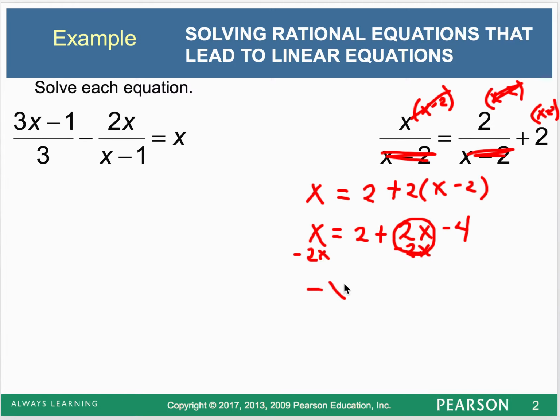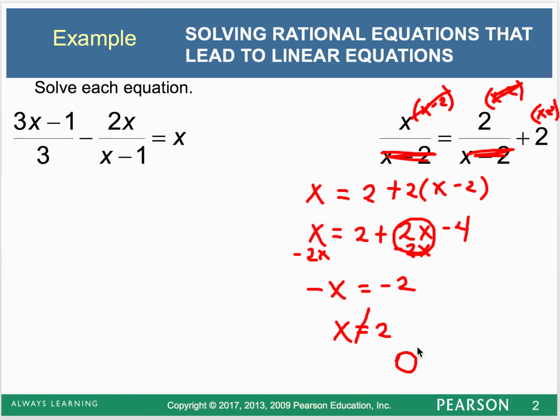So I have negative x equals 2 minus 4, negative 2. Divide by negative 1. x equals 2. And don't forget, before you box your answer, I've got to make sure it doesn't make the denominator 0. Uh-oh, if I put a 2 right there, 2 minus 2 is 0. So that means never leave that. You mark it out and say, no, x does not equal 2.